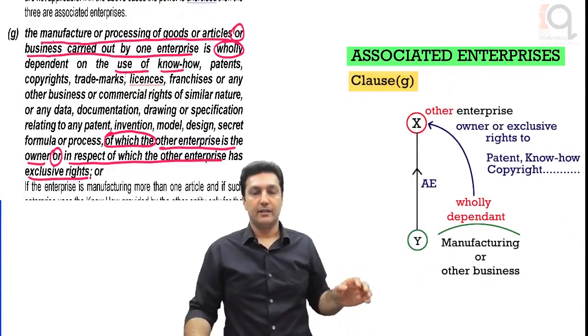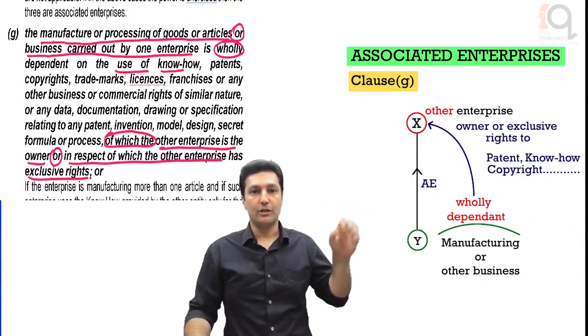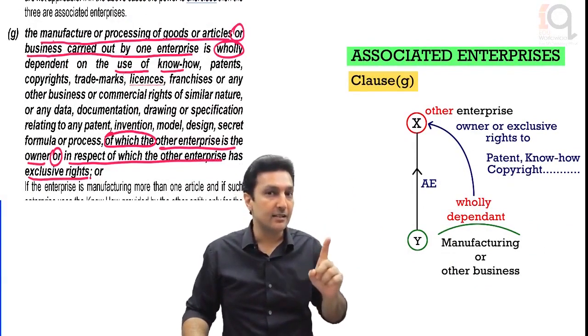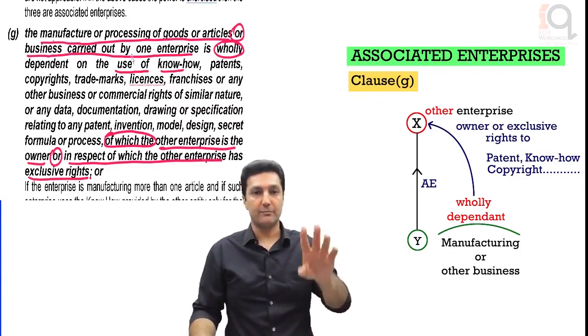Then the business of manufacturing of one enterprise depends wholly on the patent, copyright, trademark which is owned by the other enterprise or of which the other enterprise is the exclusive right holder, then these are associated enterprises. So we'll keep this separate.